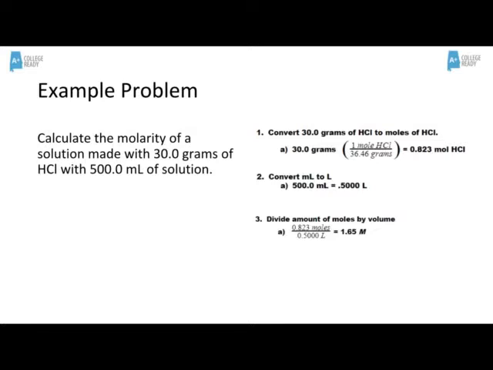So there's my moles. And then I want to make sure that I have liters on the bottom. So in this case, the problem gave me 500 milliliters. So I'm going to convert milliliters to liters, which would be 0.5 liters. And so once you have it in the correct unit, so moles on top, liters on bottom, then you can just put it in your calculator and divide. So 0.823 divided by 0.5 would be 1.65 molar. So the concentration of this solution would be 1.65 molar.